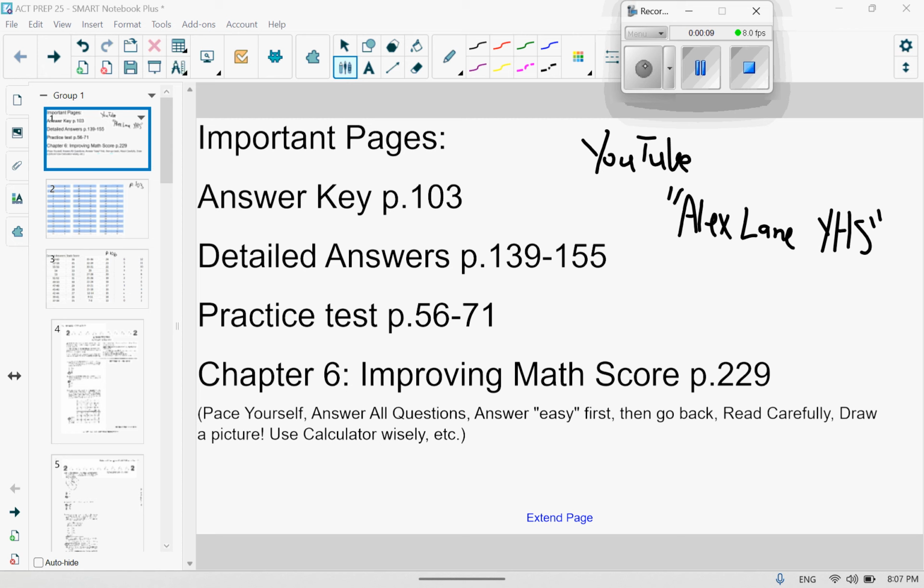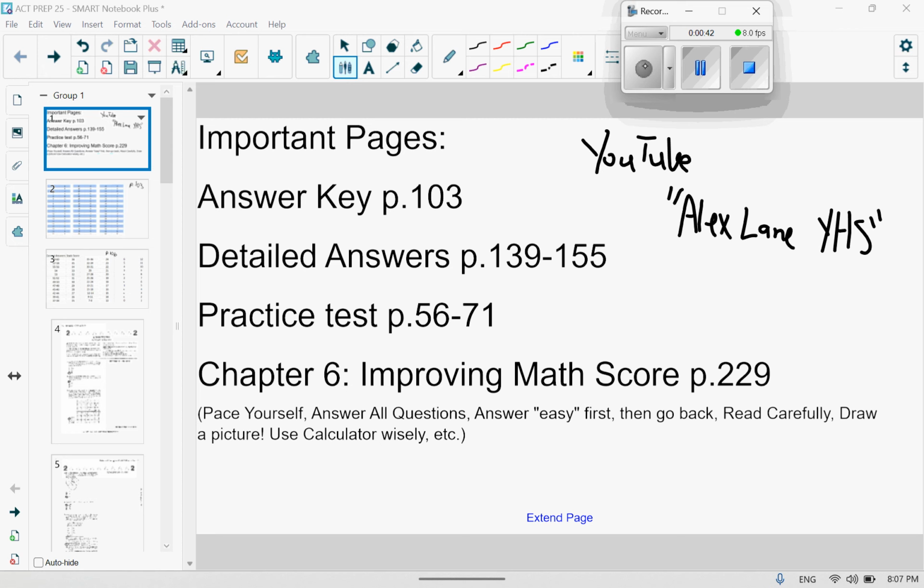Here's just some quick things. Some important pages to note in your ACT Prep book. The answer key to our Math Test 1 is on page 103. That just says which ones will be answered, which is our second slide here. There's detailed answers breaking down the work and explaining why each answer is the way it is from 139 to 155. There's obviously a practice test, which we are going to do right now, pages 56 through 71. And then there's chapter 6, which is all about improving your math score on page 229.